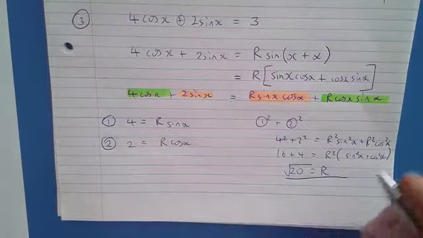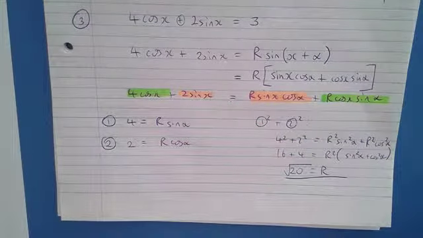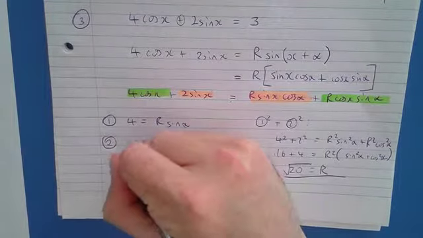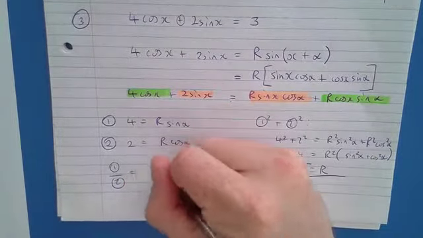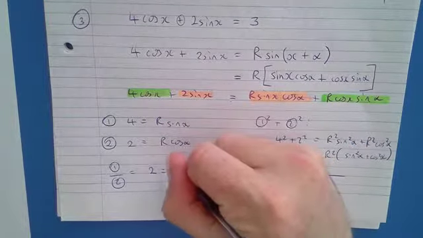Divide, yeah. So we're going to do 1 divided by 2 or 2 divided by 1? Why? So it gives you tan. Okay, so 1 divided by 2 is going to give 4 divided by 2, which is 2, is equal to r divided by r, cancels, sine alpha divided by cos alpha, tan alpha.